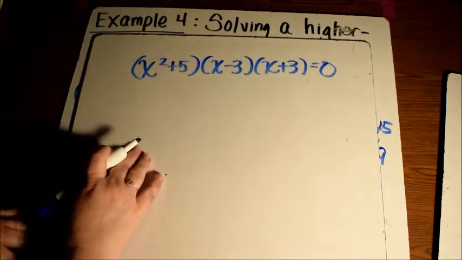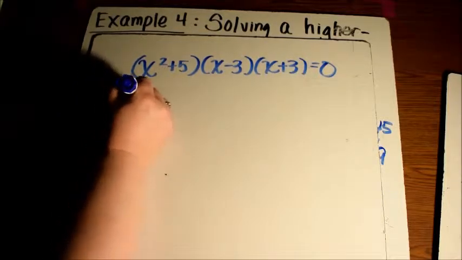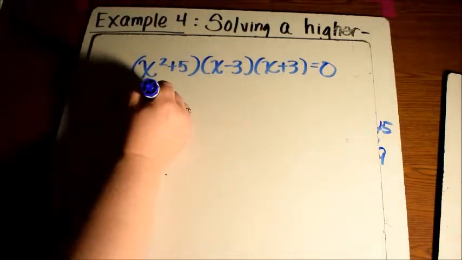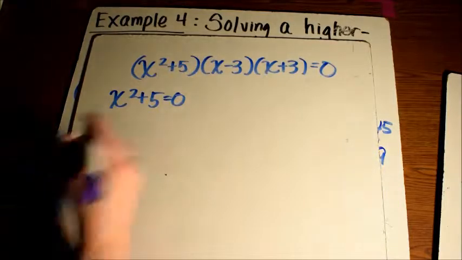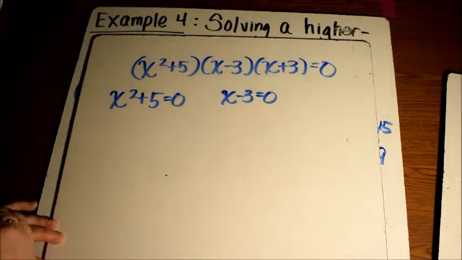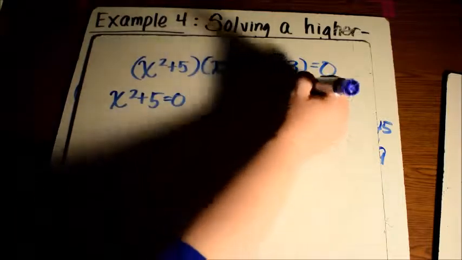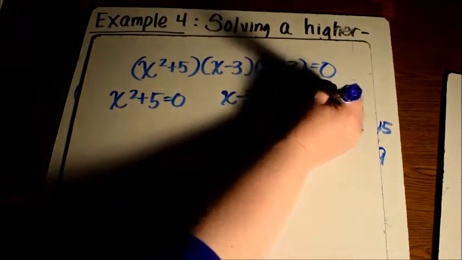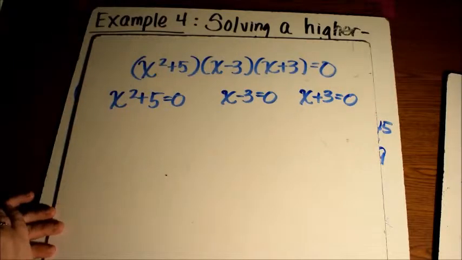So let's take these systematically. So x squared plus 5 equals 0. X minus 3 equals 0. And finally, x plus 3 equals 0.